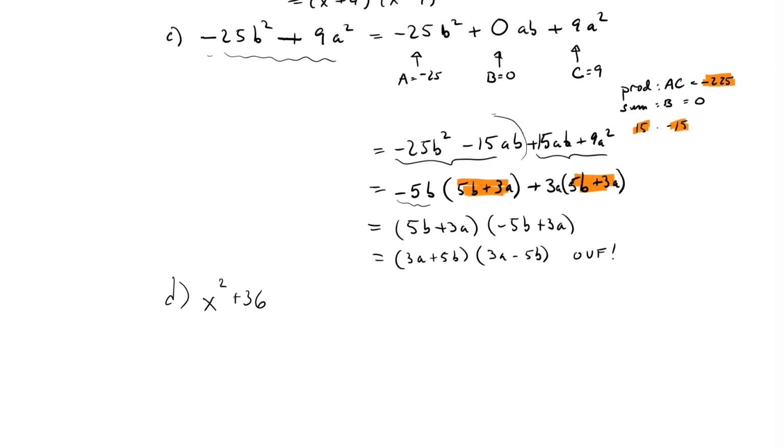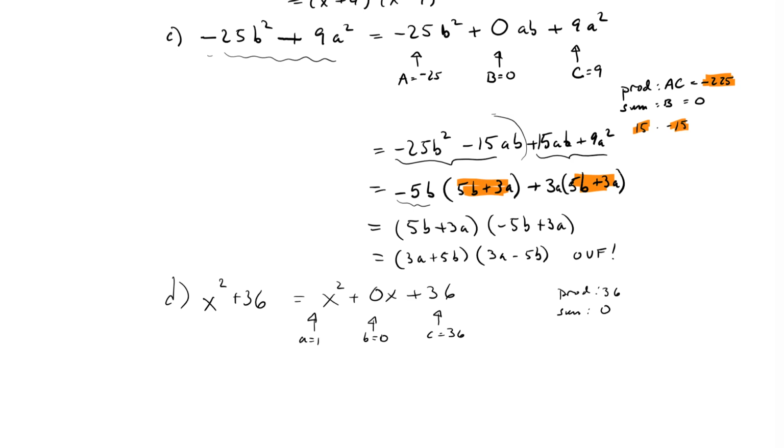X squared plus 36. Okay, so remember this is a sum of squares, right? So I told you this cannot be factored. Let's see how we can actually see this by trying to apply the AC method. So trying to apply the AC method, I would introduce a 0x in the middle, and I've got A, which is 1, B, which is 0, and C, which is 36. So I'd be looking for two numbers with a product of 36 and a sum of 0.